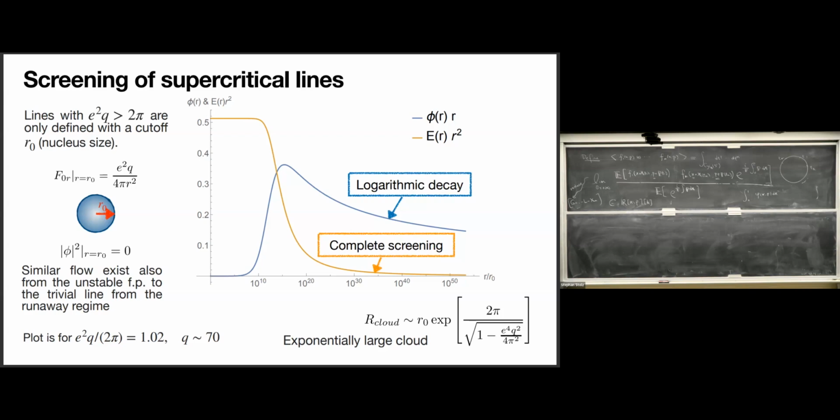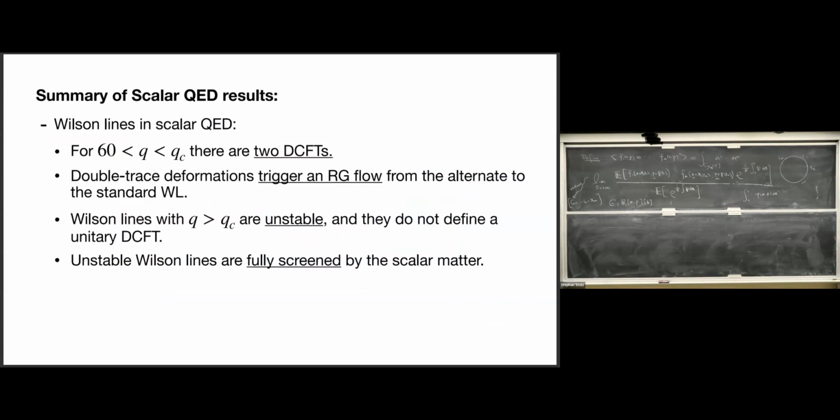Also, similar behavior happens if you start below criticality, but from the left side of the alternate quantization boundary conditions, from the regime in the phase diagram in which the coupling flows to minus infinity. So we found that when the charge is between 60 to 68, there are actually two different DCFTs, and there is a double trace flow that takes you from the alternate quantization to the standard quantization boundary condition.